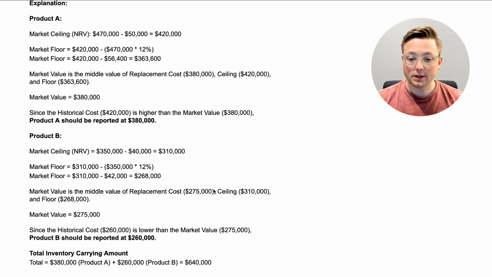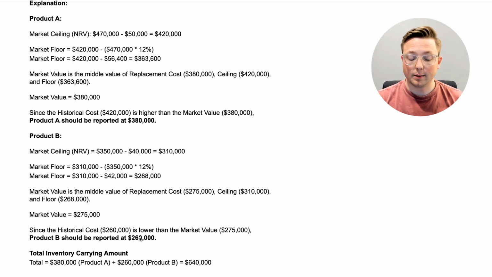So the middle of these 3 is, again, the replacement cost because the floor is less than the replacement cost, but the ceiling is greater than the replacement cost. So the replacement cost is the market value, again, in this case. So the market value is $275,000. Since the historical cost, which was $260,000 for product B, is actually lower than the market value in this case, we use $260,000, which is the historical cost for product B.